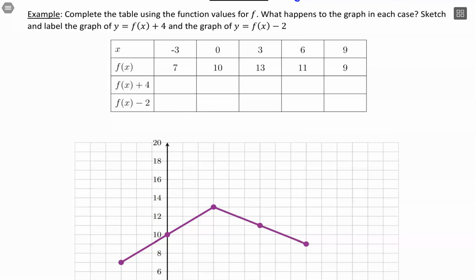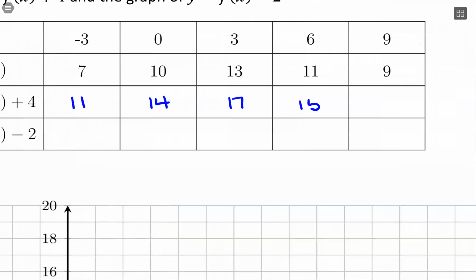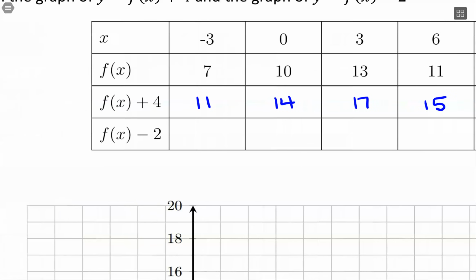So what I'm going to do is go across the table, and where I see the different f of x values, I'm going to take each of those and add 4 to them. So 7 plus 4 will give us 11, 10 plus 4, 14, 13 plus 4, 17, 11 plus 4, 9 plus 4. So all we did was add 4 to the outputs. Now let's see how that changes our graph.